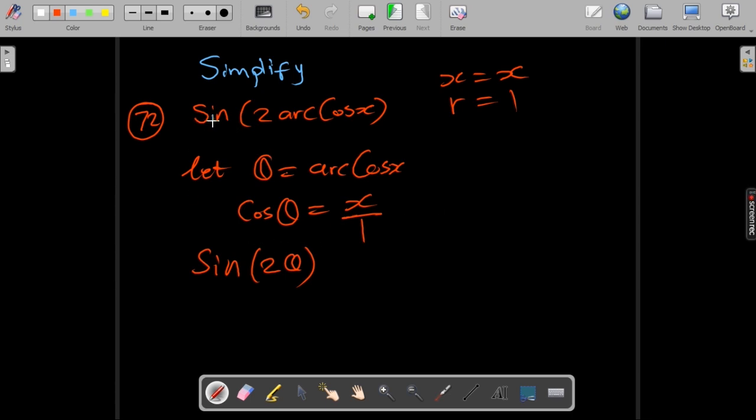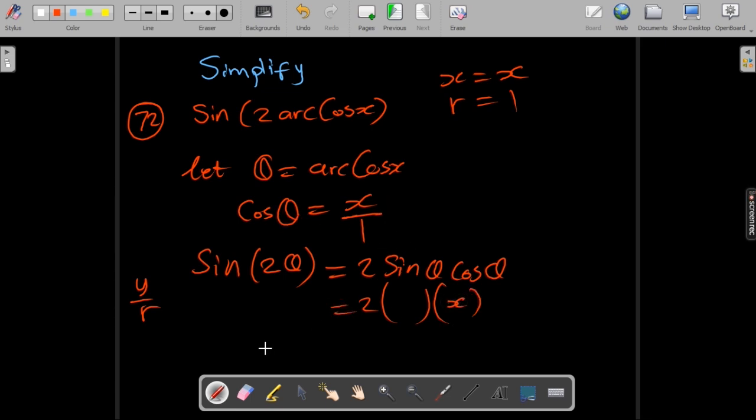And now that we know that this is sine 2 theta based on our substitution, we have to find it and simplify it. Let's look at the double angle identity first, it works out to this. And now we have a sine theta over there, and your sine theta is y over r. Your cosine theta is already given, it's just x. So our task now is to find y so that we can substitute our y over r, and we already have our x over r, which is just x. That'll be the final answer.